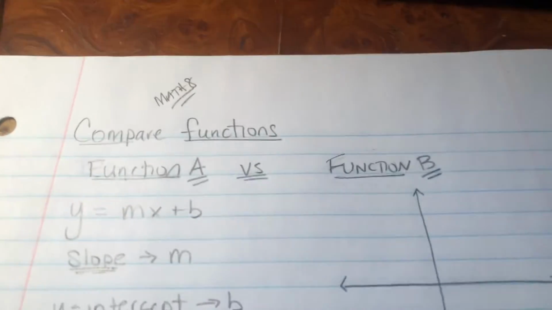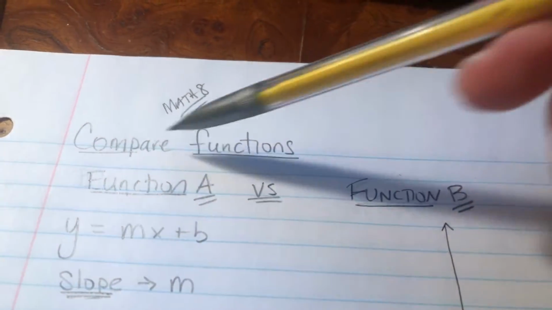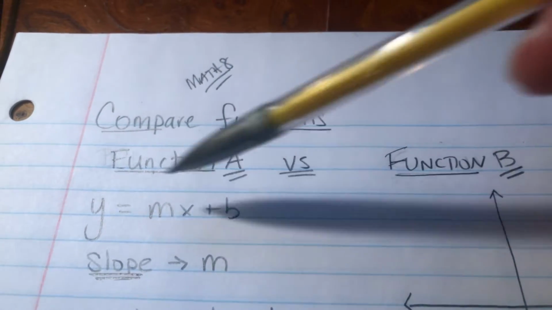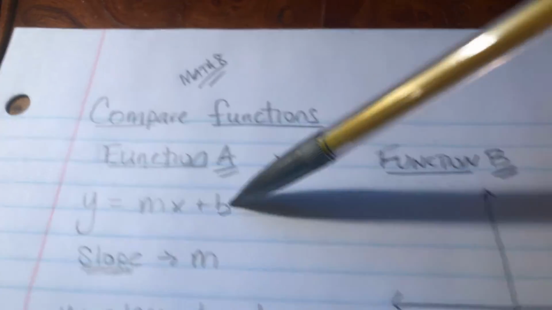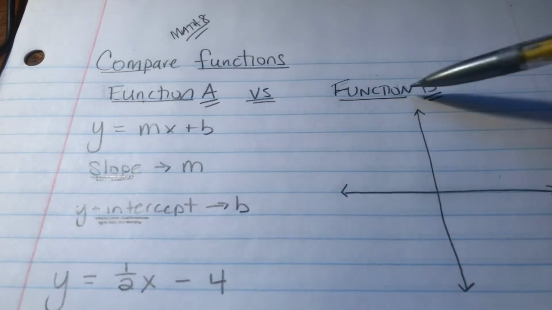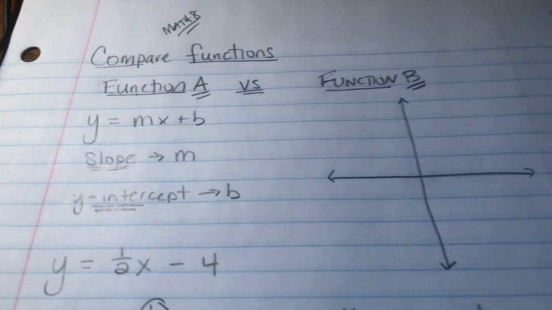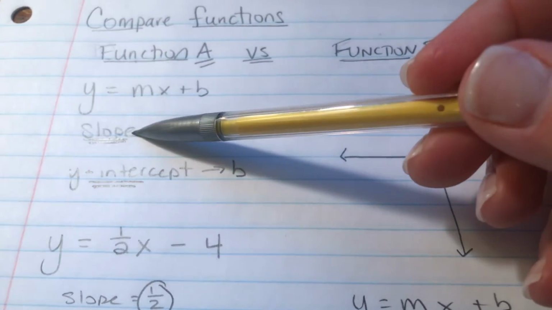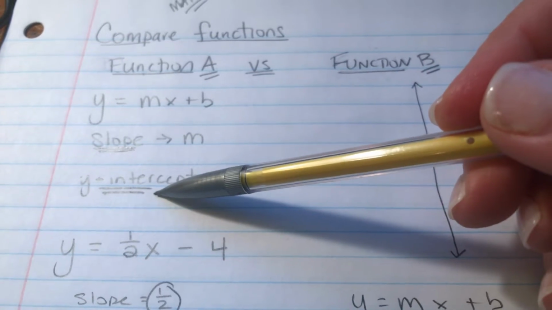Math 8 students, our next topic is comparing functions. You're going to be given an equation, something in the form of y equals mx plus b, and you're going to be given a graph, and you have to compare function A with function B. When we're comparing, you're generally going to talk about two different items: the slope and the y-intercept.